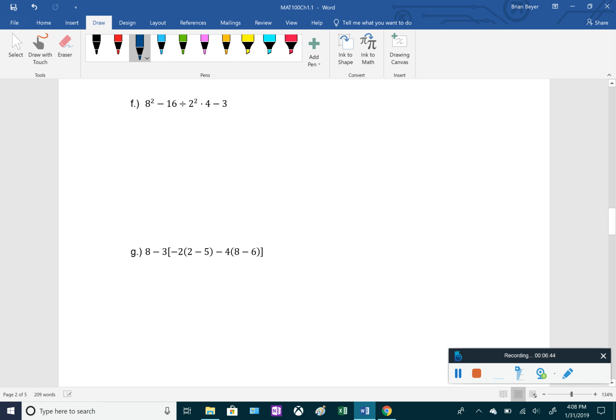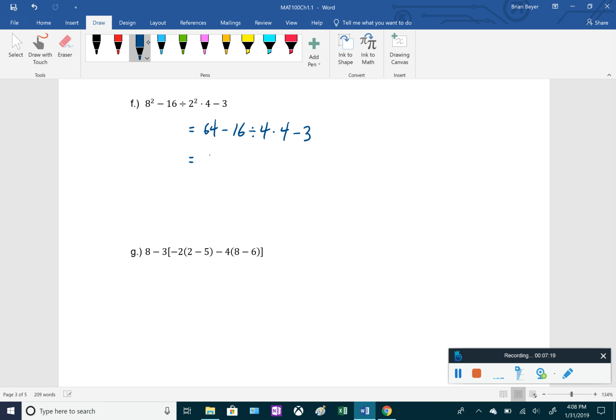Okay, next one, 8 squared minus 16 divided by 2 squared times 4 minus 3. So we have two sets of exponents, so we have to do both of them first. So 8 squared is 64, minus 16 divided by 2 squared, which is 4. Okay, now we have some subtraction and division, multiplication. So we have to do division or multiplication, whichever comes first, left to right, which happens to be the division in the middle.